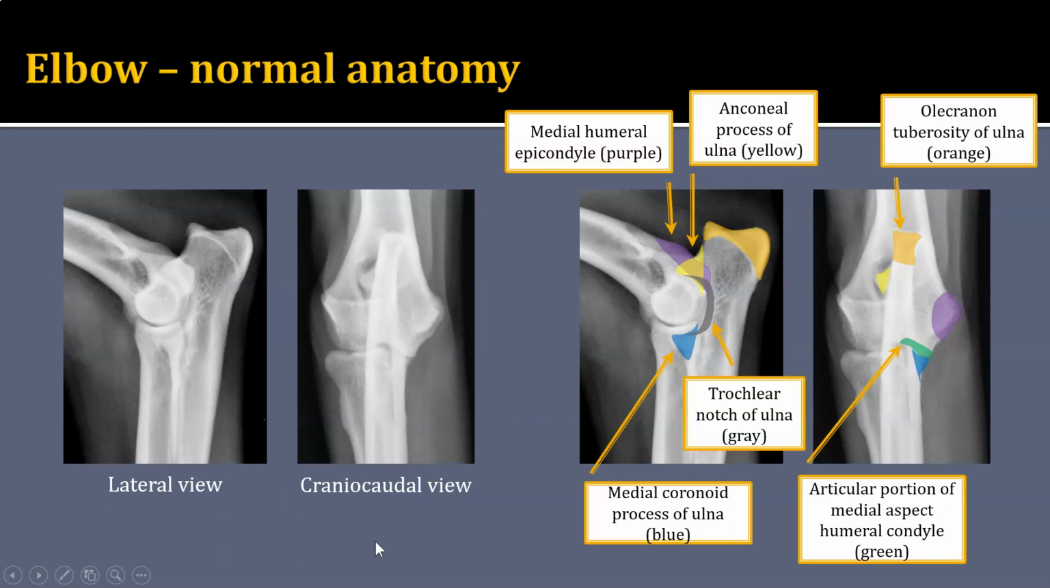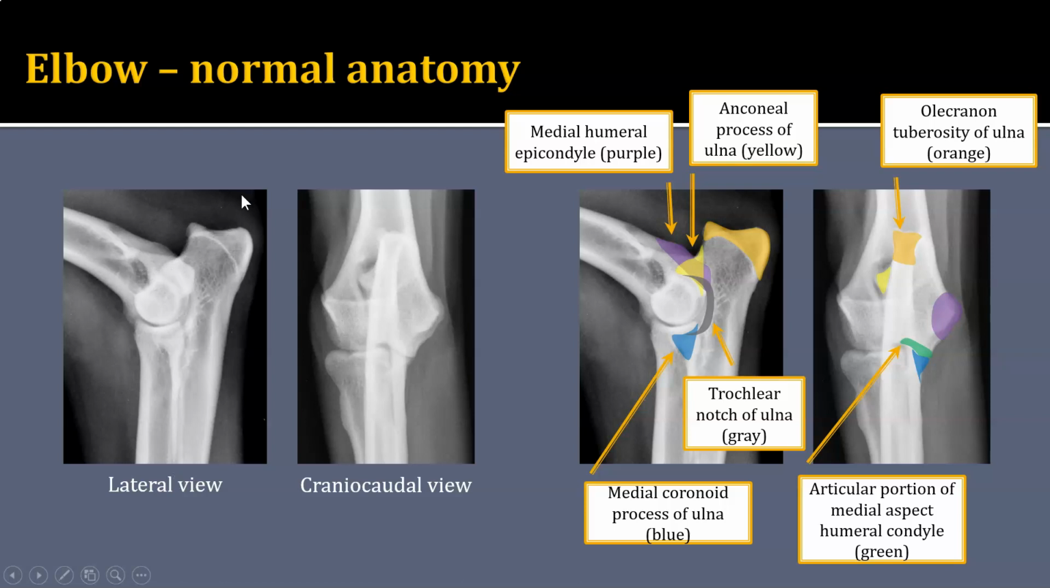This slide is just showing us a refresher on the normal anatomy of the canine elbow. The elbow is somewhat complex, so I thought it was beneficial to go through this again with you. On the left of the slide are the unlabeled lateral and craniocaudal views. On the lateral view, don't forget the big bones. We've got the humerus, the ulna, and the radius. Then specific to the elbow, in the distal humerus, we have the condyle of the humerus. We also have the medial epicondyle, as well as the lateral epicondyle.